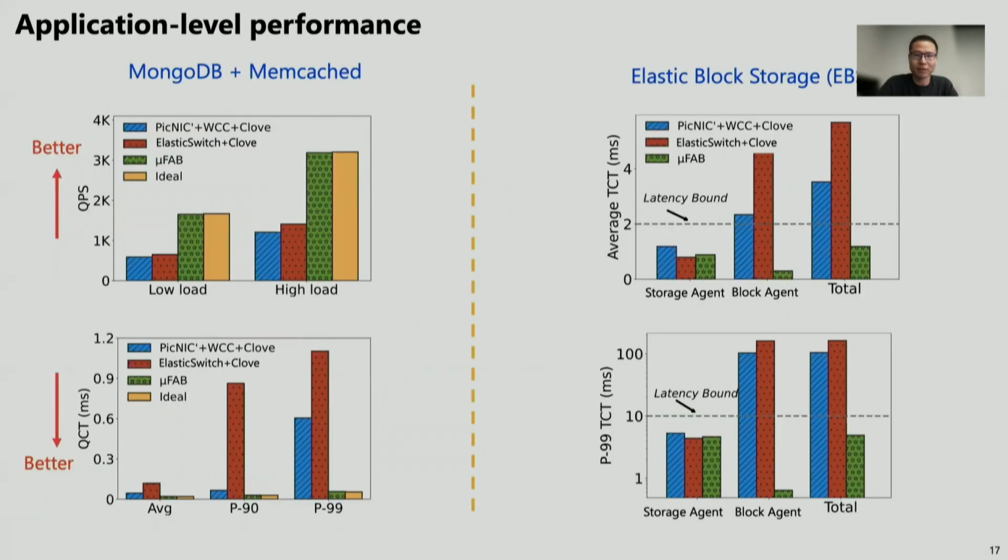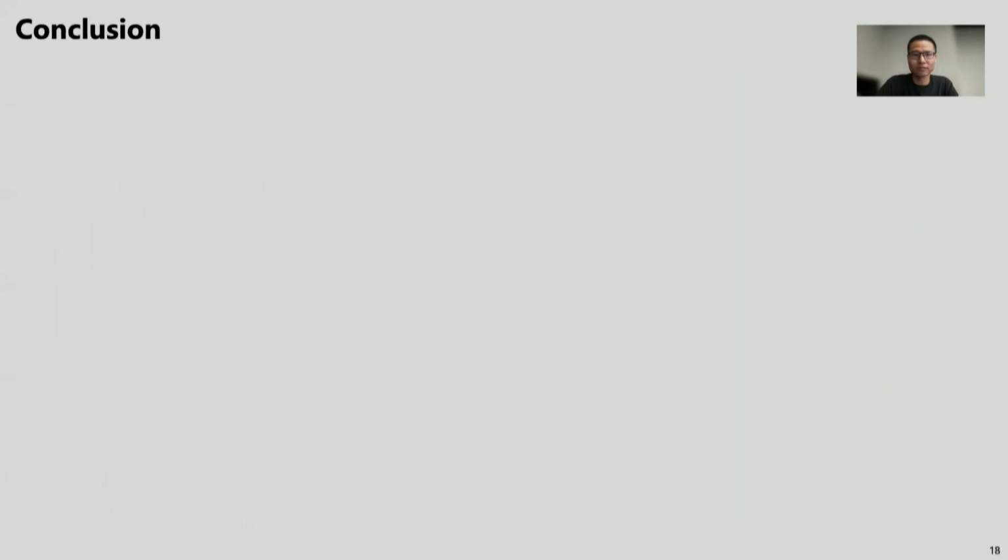We run bandwidth-hungry MongoDB and latency-sensitive memcached applications simultaneously. In both scenarios, MuFab can achieve close to ideal performance in queries per second and query completion time, because it can provide predictable network services for both MongoDB and memcached. For the elastic block storage application, we also find a similar observation.